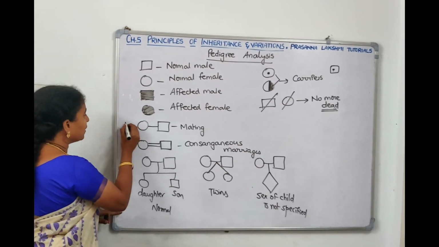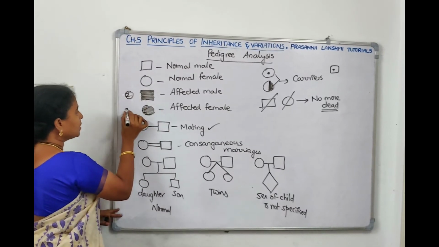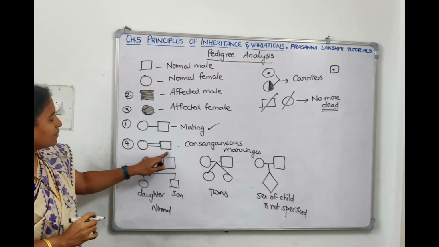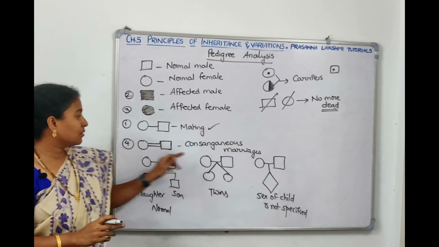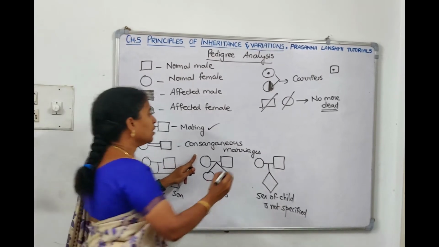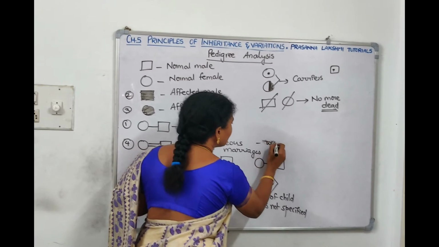This they have given, which is correct. This they have given, which is correct. This they have given, which is correct. The fourth one, they gave this, and they told it is normal mating. Is it normal mating or is it consanguineous marriage? It is consanguineous marriage. So this is the mismatch, right? This is the wrong answer.